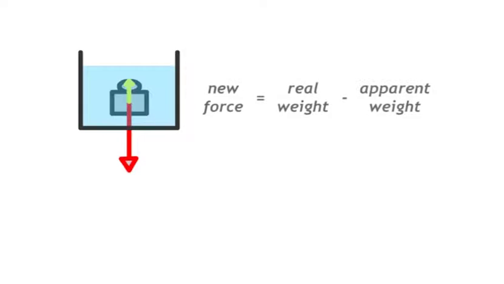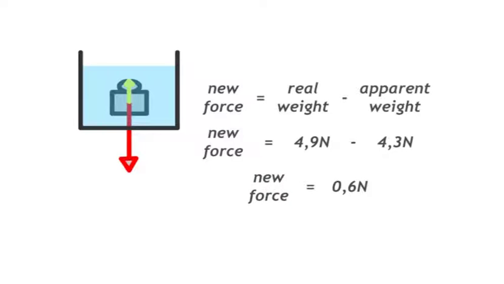The amount of force is equal to the difference between the real and the apparent weight that we can read on the Newton meter. In this case, the difference is 0.6 newtons. We will call this new force buoyancy. Let's now try to experimentally determine on what it depends.